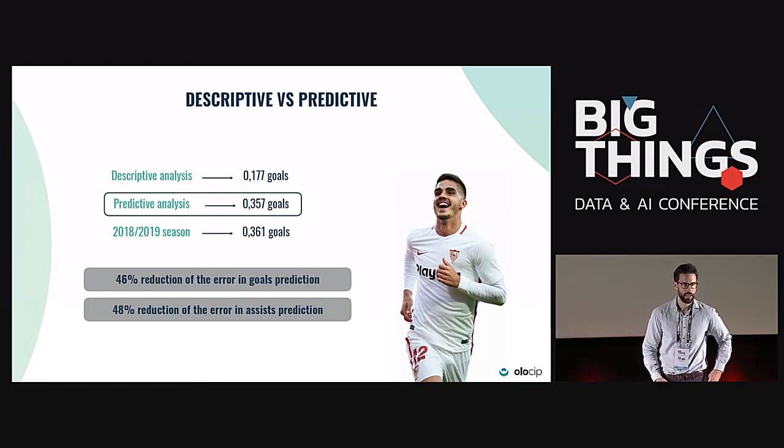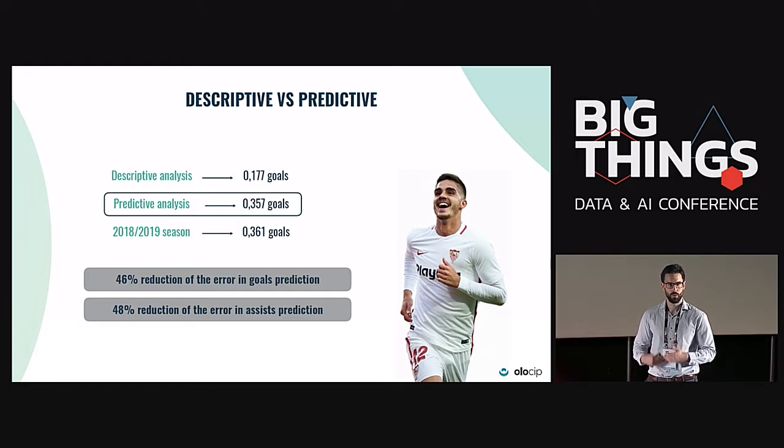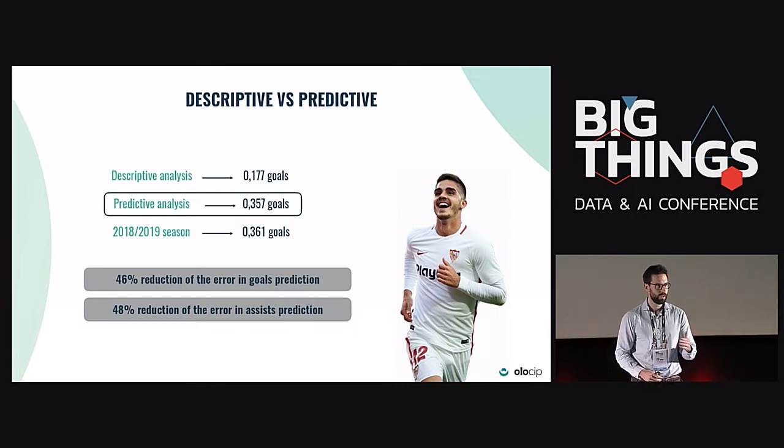So let's take a look at an example here. We assume that we are in a scouting problem where we need to decide if we're going to sign a player or not for our team. So we can basically go two ways. We could either analyze the data in a descriptive manner, which would allow us to answer questions about the past performance of the player, or we could take advantage of artificial intelligence to contextualize this player in our club, possibly in a new league with new teammates and a new coach.